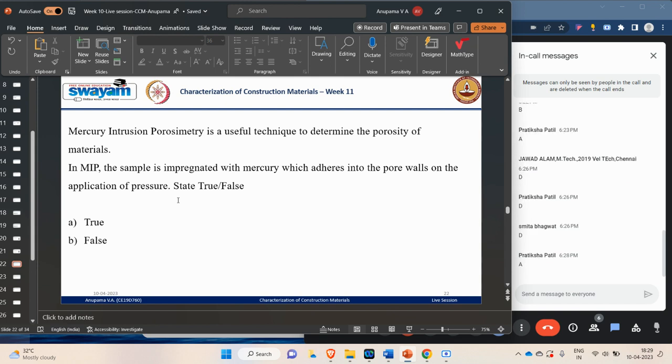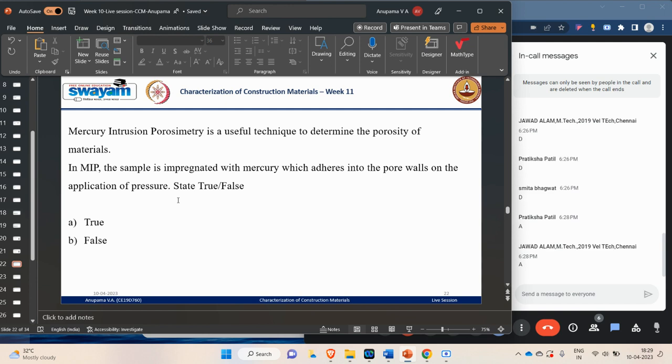It's a true or false question. The sample is impregnated with mercury in MIP, and then the mercury adheres to the pore walls on the application of pressure. Okay, so I've received a response. Pratiksha, Javed, and Smita go with option A, that is true. Anyone else?